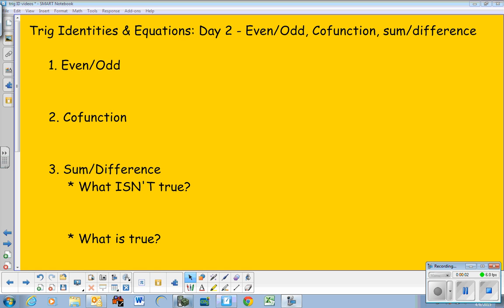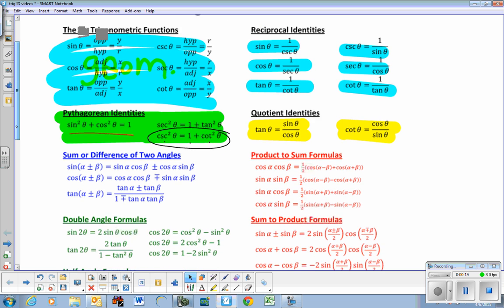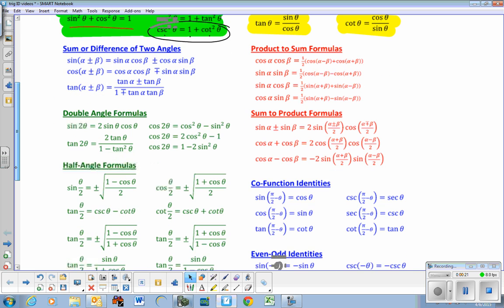For our second day, talking about trigonometry identities and equations, we're going to cover a couple of basic, easier sets of identities, and then one that's a little bit more involved. So let's look back at our sheet of identities. Last time we covered the ones that were highlighted. Today we're going to do these down here in blue.